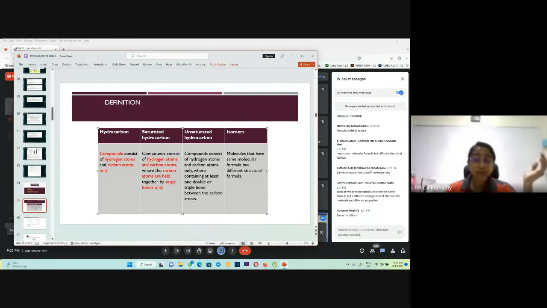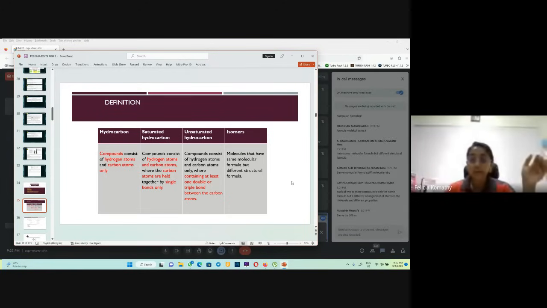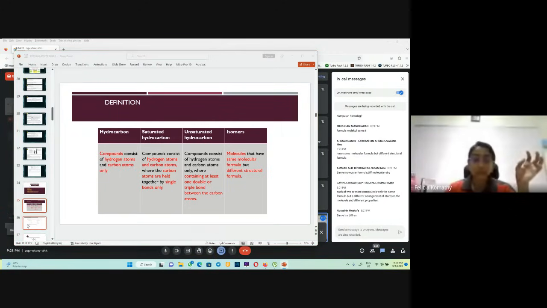So unsaturated, the difference is it consists of at least one double or triple bond between the carbon atoms. So make sure you know how to define correctly hydrocarbon, saturated hydrocarbon, and unsaturated hydrocarbon. For isomers, we use the word molecules, not compound, remember. Okay, isomers are molecules which have the same molecular formula but different structural formula. So these are the parts you have to be focused on, the definitions.